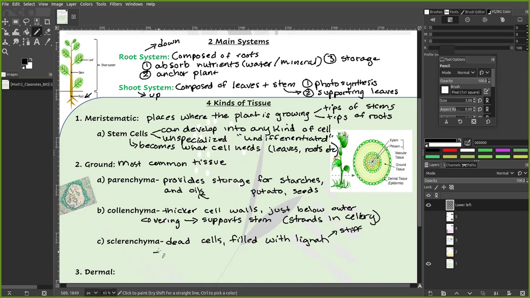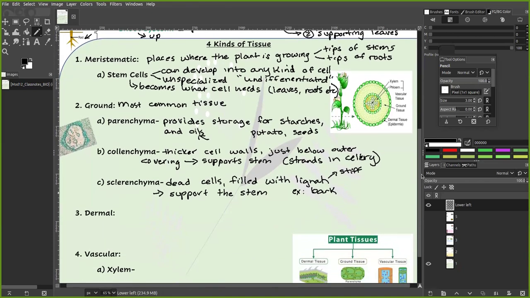So its function is to support the stem. An example of this is going to be bark in trees. Dead cells that are very stiff and very hard and allow the tree to grow up hundreds of feet into the air. So that's ground tissue. You can see it's labeled right here, ground tissue.